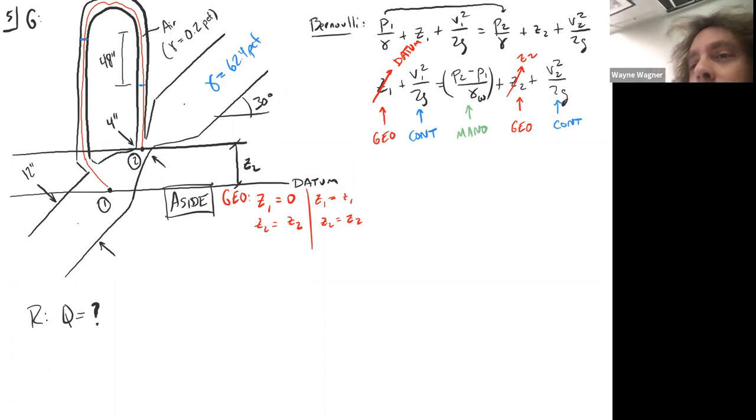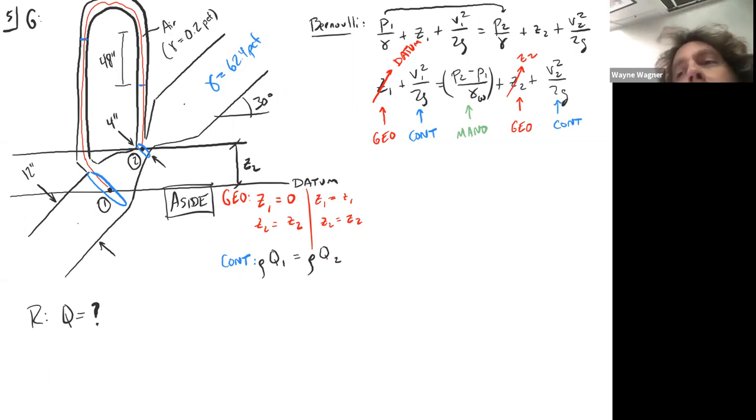Okay, so continuity. For continuity, I'm talking about inside this pipe, the flow rate at location 1 versus the flow rate at location 2. Let's be clear about this: it is a mass flow rate, but because the densities are the same, I can get rid of those. And then I can say Q1 is V1 times A1, and Q2 is V2 times A2.